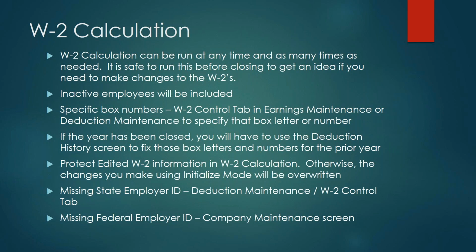For specific box numbers, use the W-2 control tab in the earnings maintenance or deduction maintenance to specify that the box letter or number is correct. If the year has been closed, you will have to use the deduction history screen to fix those box letters and numbers for the prior year.